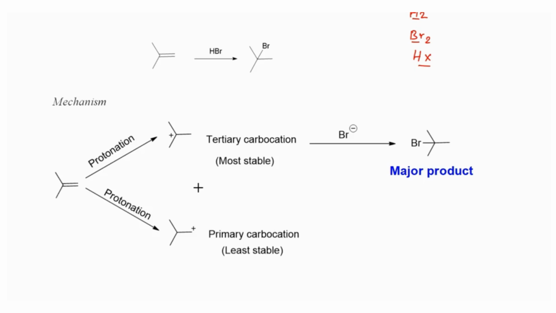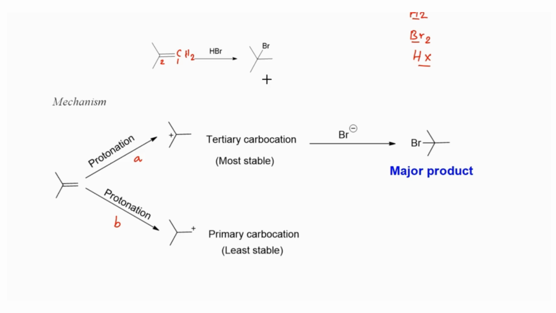Now take this alkene. I numbered it, so this is the first alkene carbon and this is the second alkene carbon, and here there is a CH2. Now the proton may be added either to the first carbon or to the second carbon. If it is added to the first carbon, it will form like this. This is pathway A. If it is added to the second carbon, that is pathway B, and we will get a primary carbocation. After addition of the proton, we get the intermediates: one is a tertiary carbocation and the other is a primary carbocation.